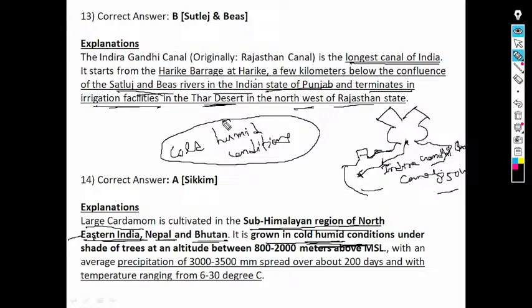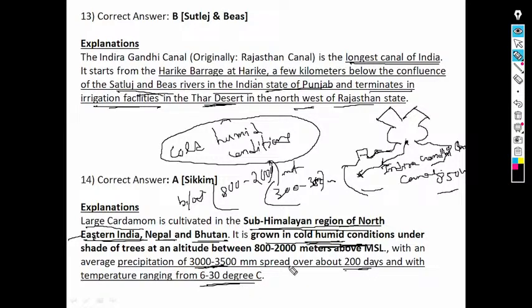conditions crop. Cold, humid conditions under the shade of trees and at an altitude of between 800 to 2000 meters above the MSL with an average precipitation of near about 300 to 350 centimeters, spread over 200 days, and with the temperature ranging from 6 to 30 degrees. Large cardamom, Sikkim is famous in India.